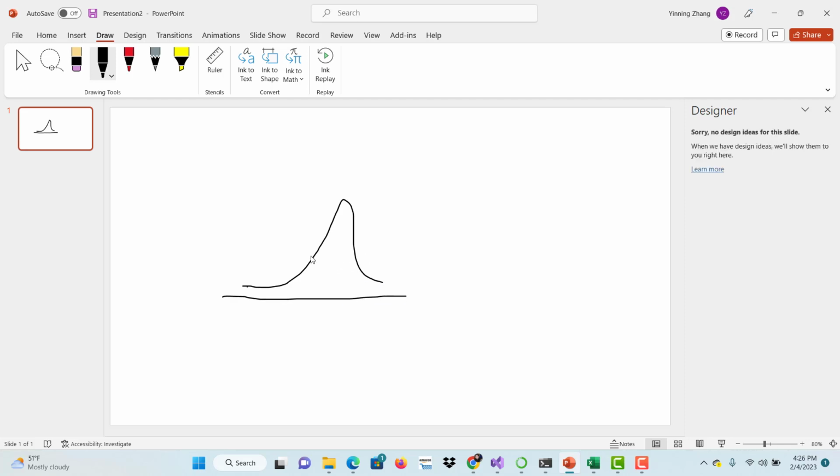So what does this histogram mean? In this histogram, the mode is easy. Mode is the highest bin, right? So the mode is here. It's the mode.